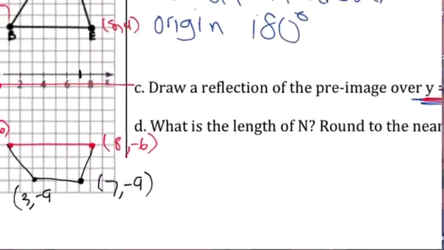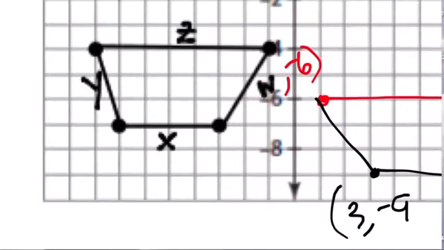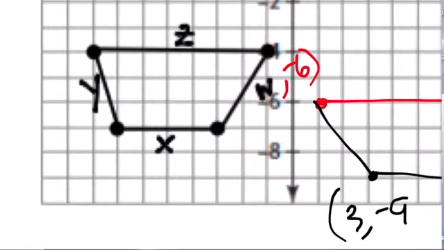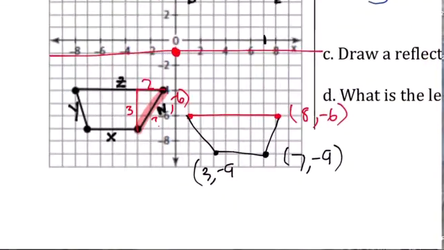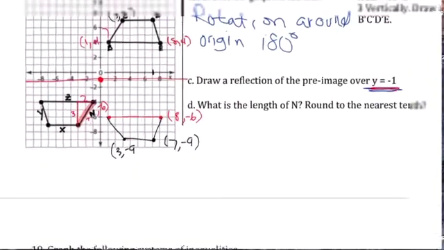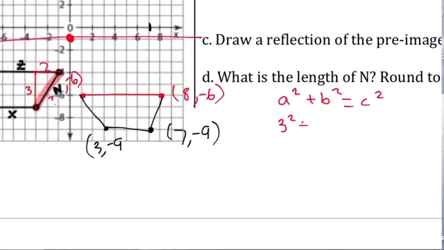Find the length of n, this length n right here. This is letter N, not W. Find the length N. I would make a right triangle right here. Do it in red, right there. 3, 2. I want to find this length N. So round to the nearest tenth. That means no calculator, guys. A squared plus B squared equals C squared. I won't see calculators on this one. It's on your test. It'll say no calculators.